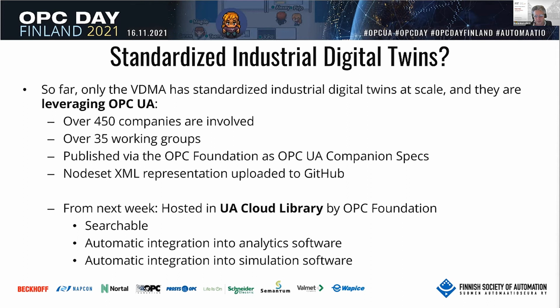And these standardized data models, information models, digital twins, whatever you want to call them, are then published to the OPC Foundation, and they're part of the OPC Foundation spec. So they're part of the standard. And the OPC Foundation actually maintains a GitHub site where you can download the resulting node sets. So you can include those node sets directly into your OPC UA server and leverage them.